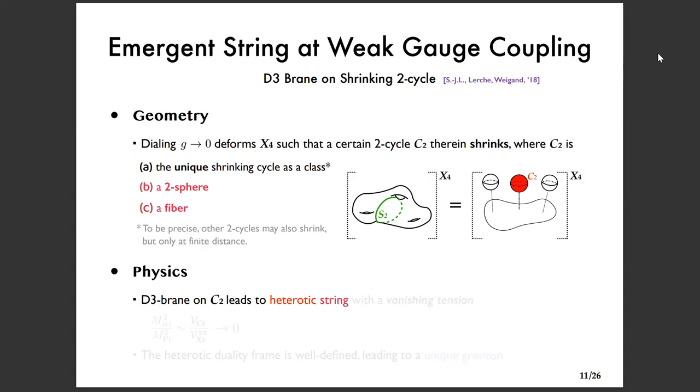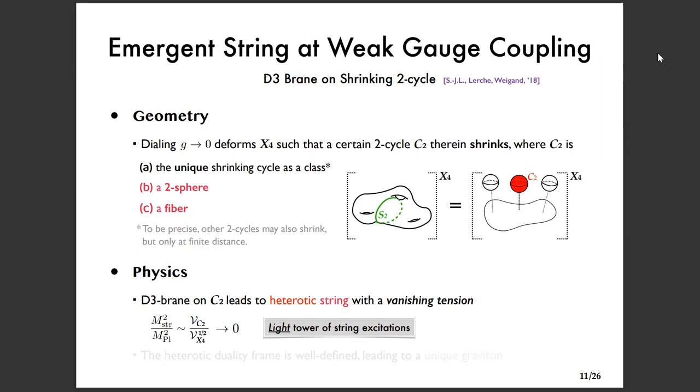So as for the physics of such a two-cycle C2, we'll be considering the three-brane wrapped on C2, which leads to, as I said, an effective string in six dimensions. And these latter two properties of C2 turn out to imply that this string is in fact the critical heterotic string. Furthermore, it is a light string because the string tension is proportional to the volume of the wrapped two-cycle, which shrinks in this limit. Therefore, we learn that a light tower of states should arise as string excitation modes.